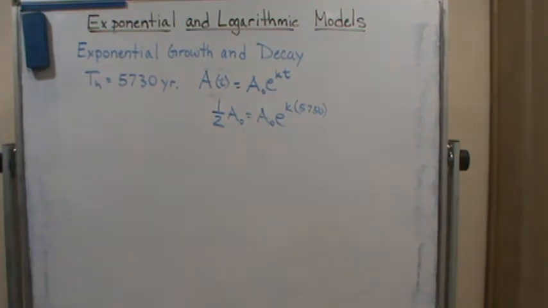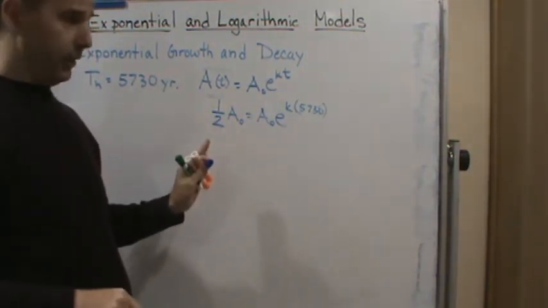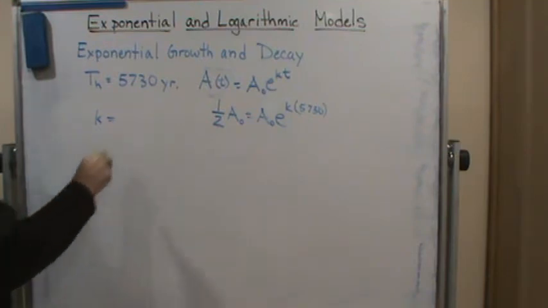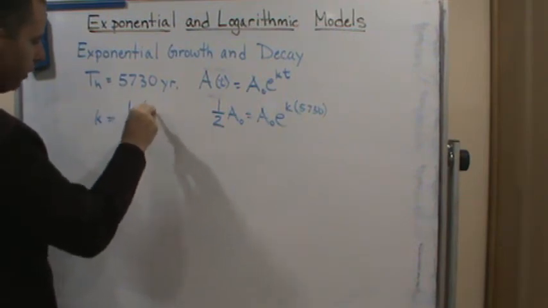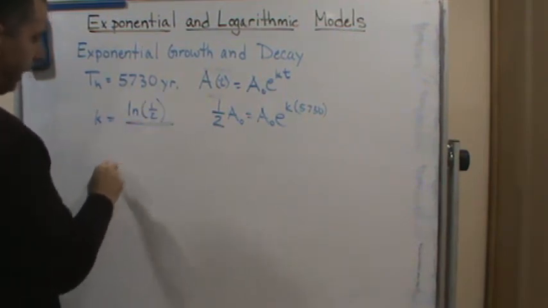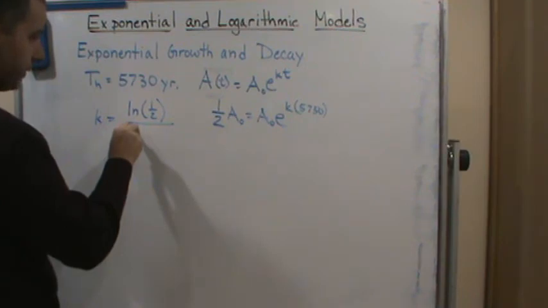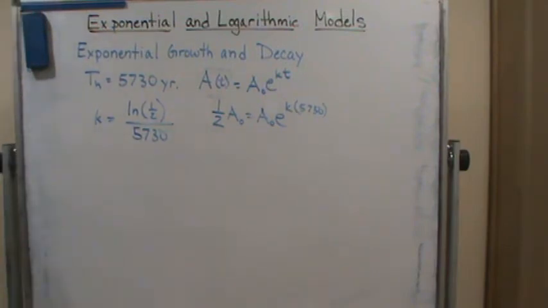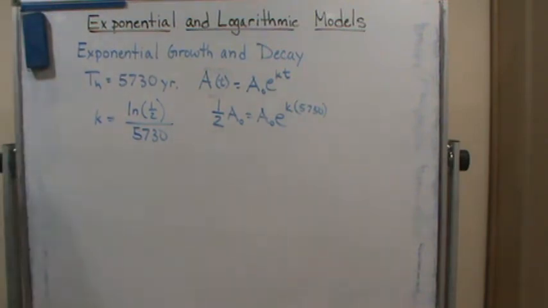Now, I can set up the equation like that and then go through the process and solve for k, but why do that when I've already gone through the derivation of that formula, right? So I know k is equal to what? This is the half-life, right? So we already did it, it's going to be the natural log of 1/2 divided by what? The half-life. So that's going to be 5,730. So now I can just get k directly without having to go through the derivation again, right? So let's do that.